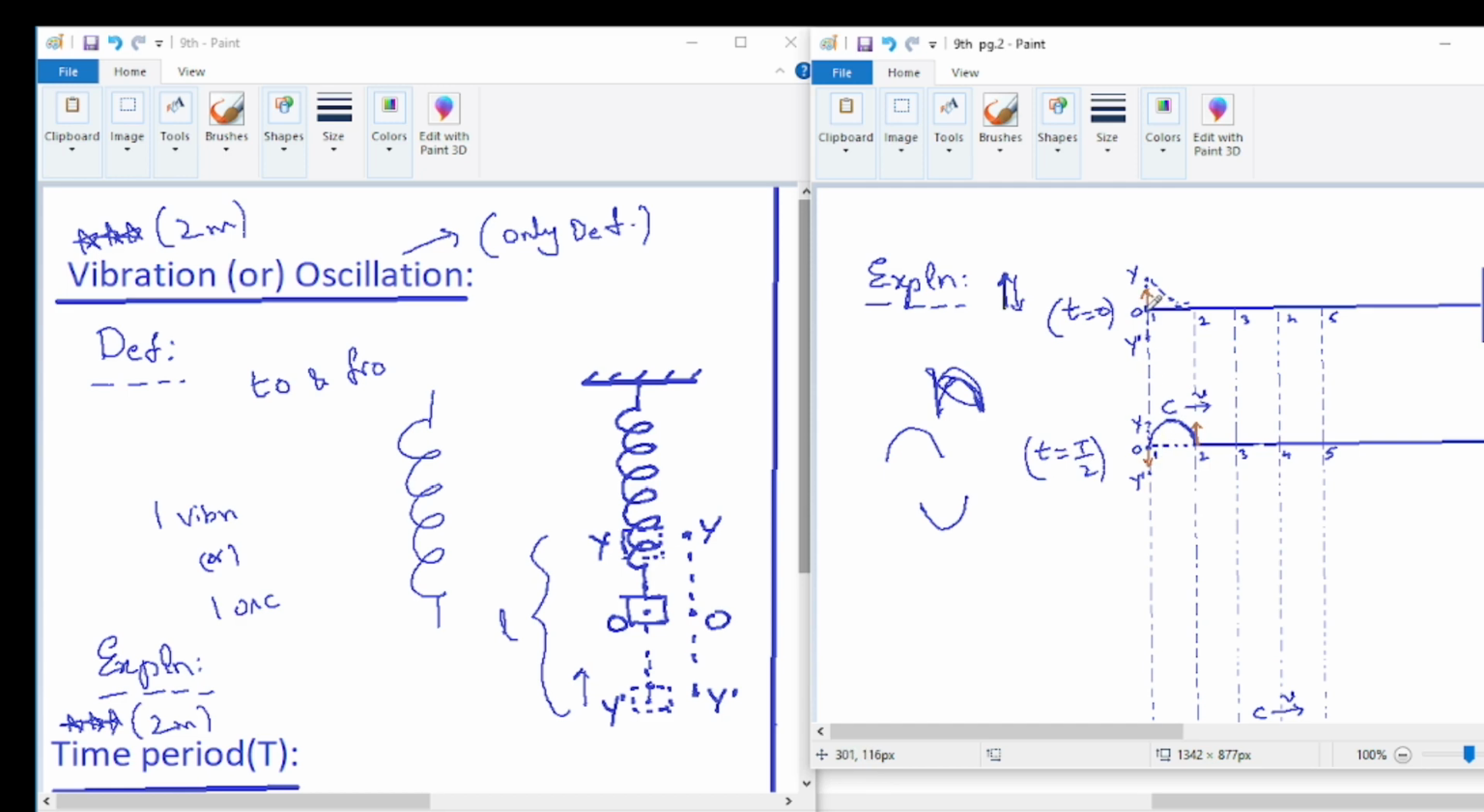So here this particle at time t is equal to 0 was just starting to move upwards. Now because it has completed half vibration at time t is equal to T by 2, from O to Y it has moved, and again from Y to O it has moved back to O. But it's now moving in what direction? Downward direction. It has come back to O in the downward direction. That's why the brown arrow is shown here. So that's the importance of this brown arrow.